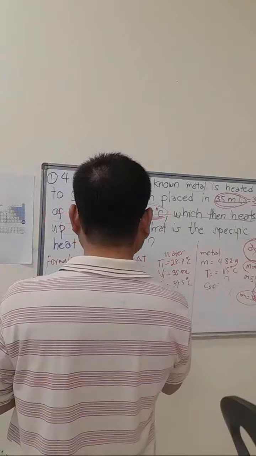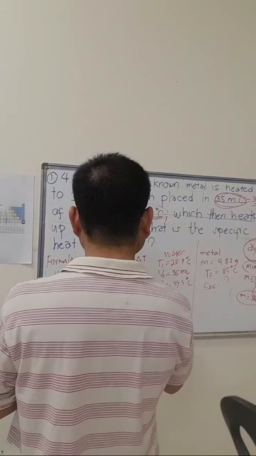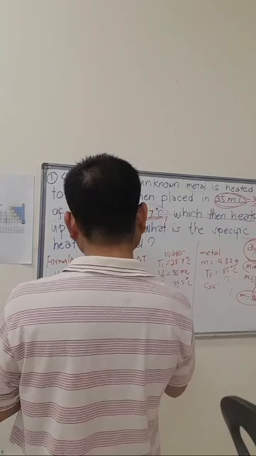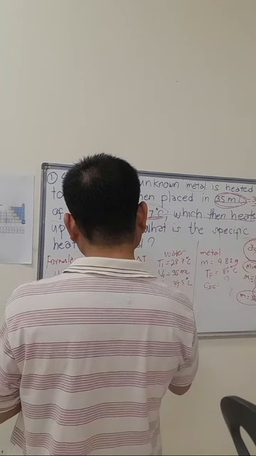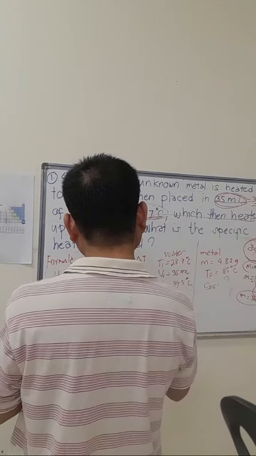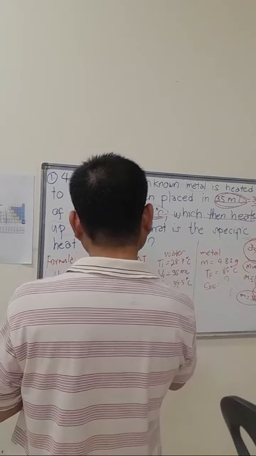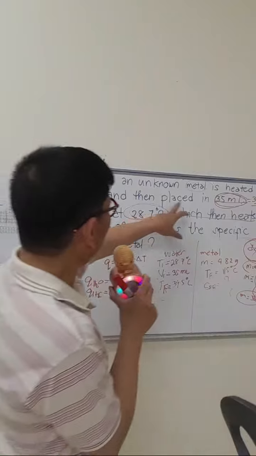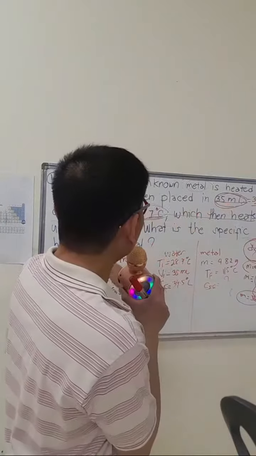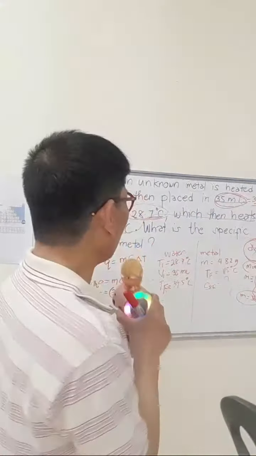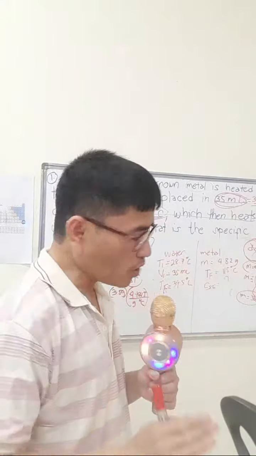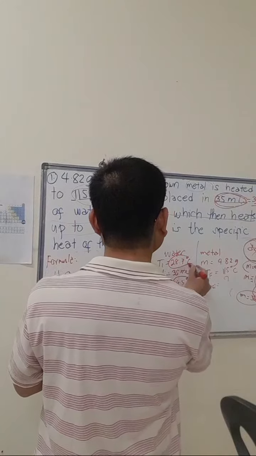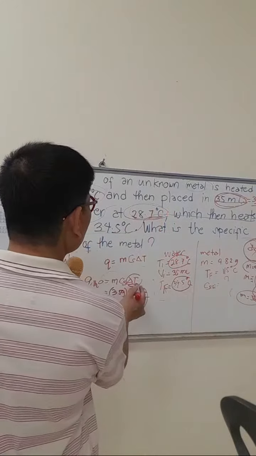So we have 1 calorie, or you can also use the 4.184. It doesn't matter. 4.184 joules per gram degree Celsius, times the delta change in temperature for the water. The water is here, in mL of water, the initial temperature of water is 28.7 and the final temperature is 34.5. So final temperature minus the initial temperature. Subtract that one because this is delta change.